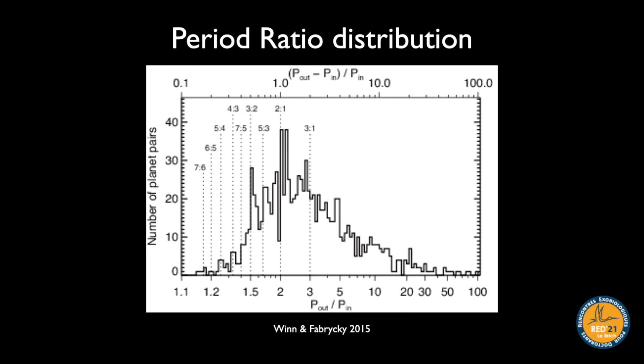Another constraint that will come up again is the period ratio distribution. We'll talk about that more later. I won't go into detail on it now.